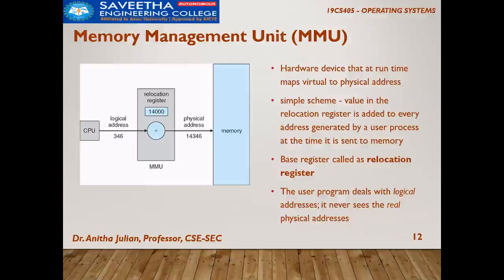Now the first program is coming. The address is 14,000. So it is adding 346 and the physical address is given as 14,346. Now the next process when it comes, this relocation register will have the number 14,346 and supposing 500 is brought here, then the physical address will be 14,846. So like that it will get mapped to a new physical address, so that every process is occupying a different place in our memory. That is the understanding.